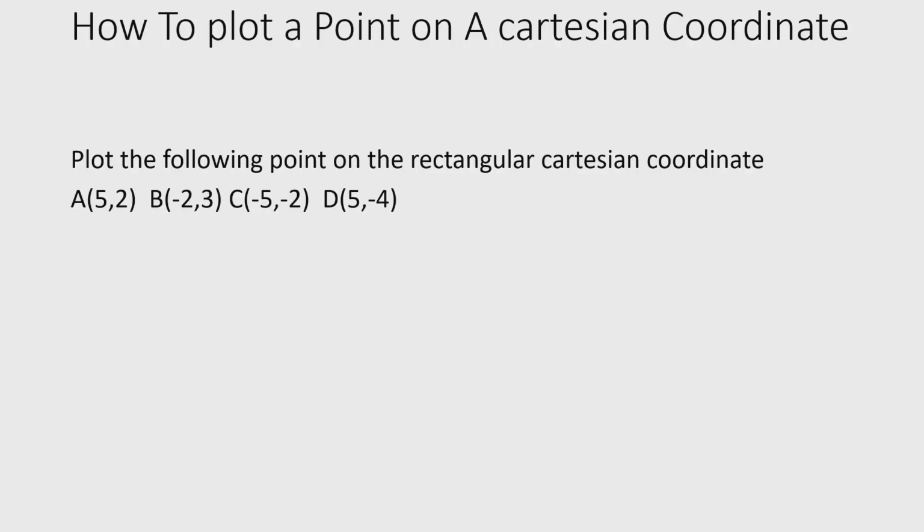Let's look at this one. How to plot a point on a Cartesian coordinate. Let's say we want to locate all of these points on a Cartesian coordinate. How do we do it? The first thing we do is draw our axis. Let me call this my x axis. We are going to locate all of these points A, B, C, D on this coordinate.